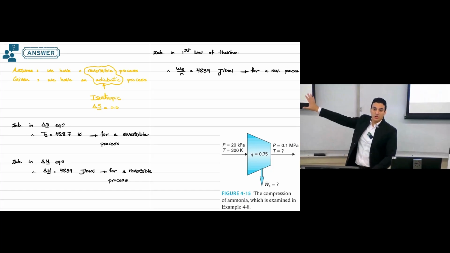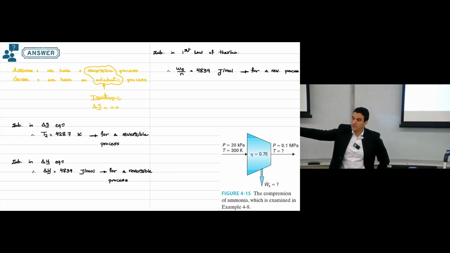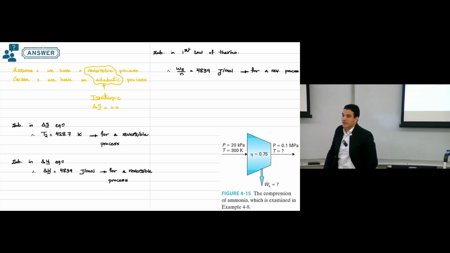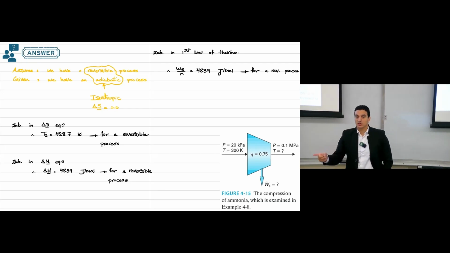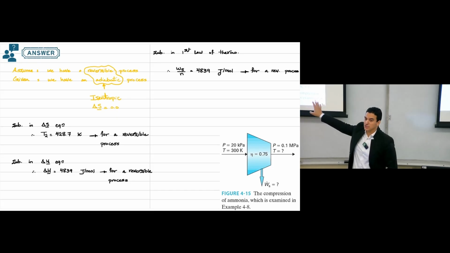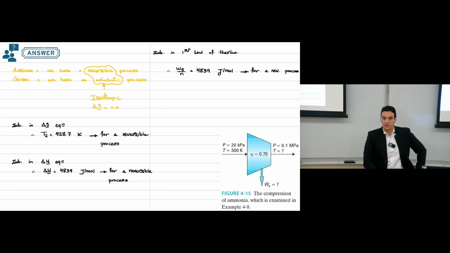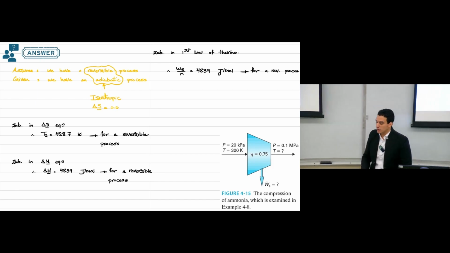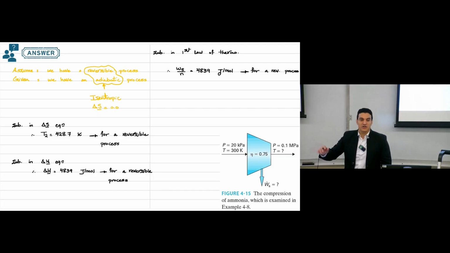So now I calculated the shaft work, I calculated the temperature. These are the two requirements: calculate the shaft work, calculate the temperature. But both of them I calculated based on the assumption that the process is reversible. This is not the actual process. This is not the actual amount of work needed. This is not the actual temperature. So how can we change everything to the actual condition? There is one thing missing that we didn't use. Do you remember the isentropic efficiency?